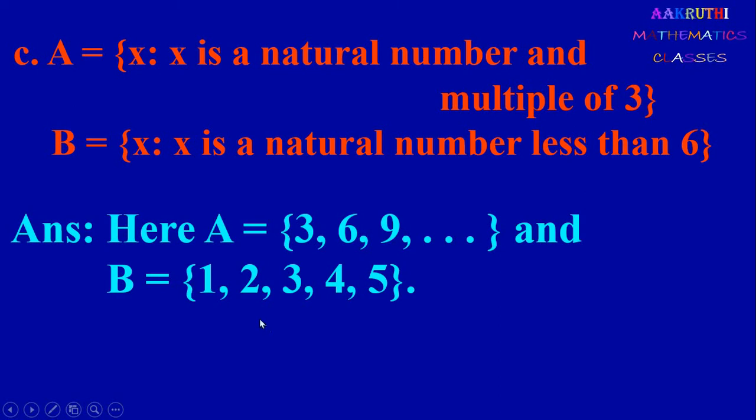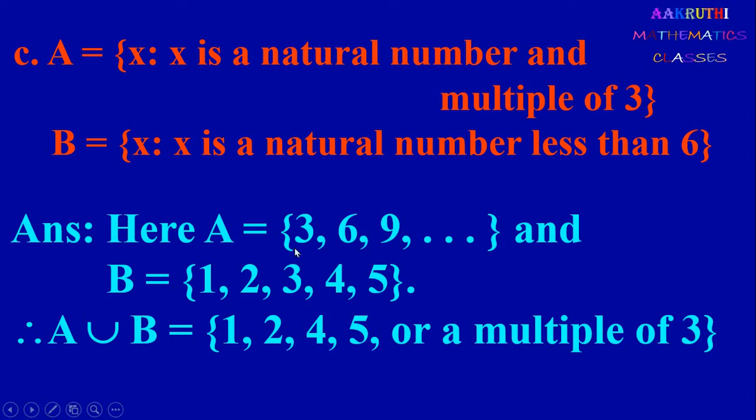Now we take the union. Now how to write the union? So it is 1, 2, 3, 4, 5, then all the multiples of 3 here. When we take the union, we get 1, 2, 3, 4, 5 and 6, 9, 12, etc. We can write the union as 1, 2, 4, 5, then multiples of 3. That is, with these elements we have to write all the multiples of 3 also. A union B is 1, 2, 4, 5 or a multiple of 3.